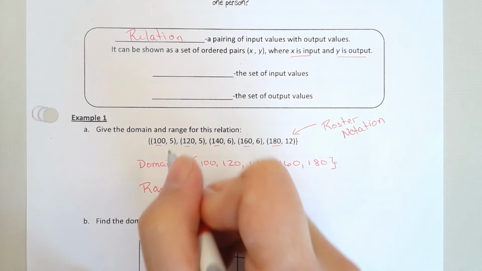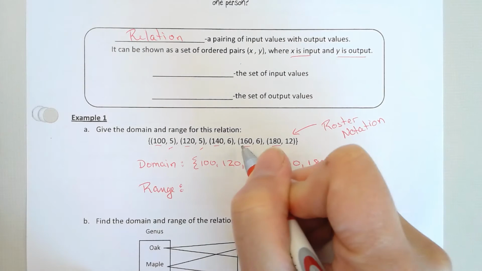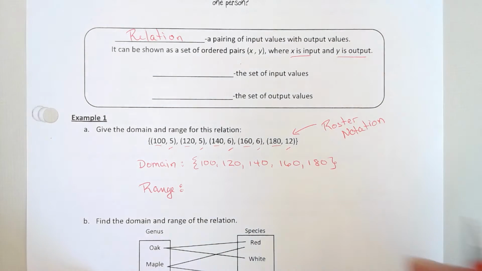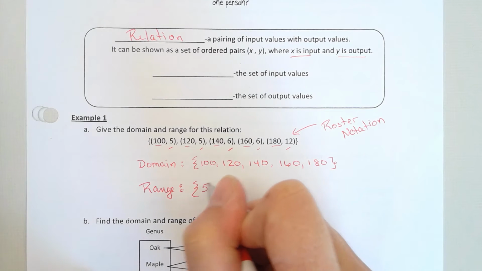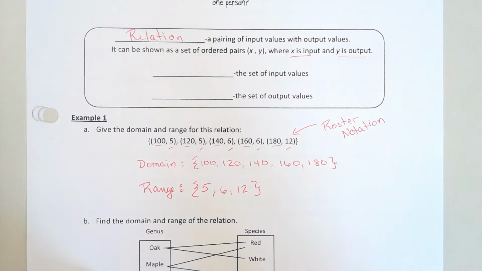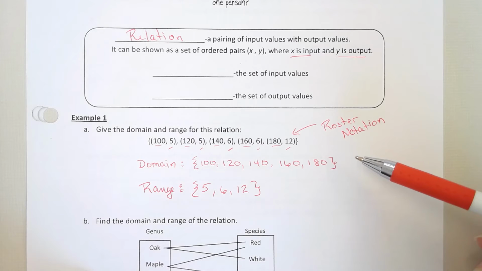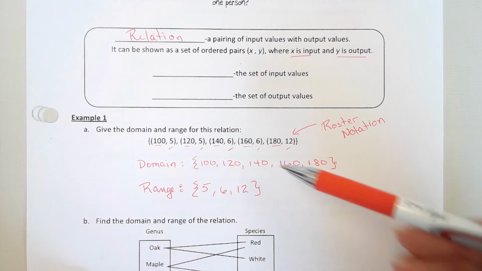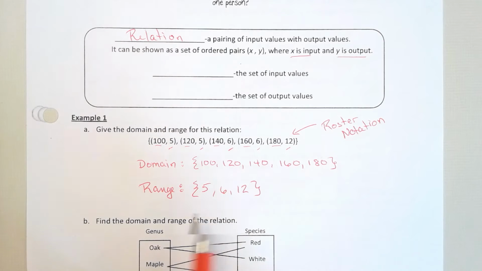Now when you look at your Y values, I have a 5, another 5, a 6, and a 12. So when you're talking about the range or the domain, you don't repeat any numbers. So the Y value could be a 5, it could be a 6, or it could be a 12. So these are the possible Y values. You can see that I have now lost what the 100 goes with. I don't know what the 140 goes with. I just know these are my possible X values and these are my possible Y values.